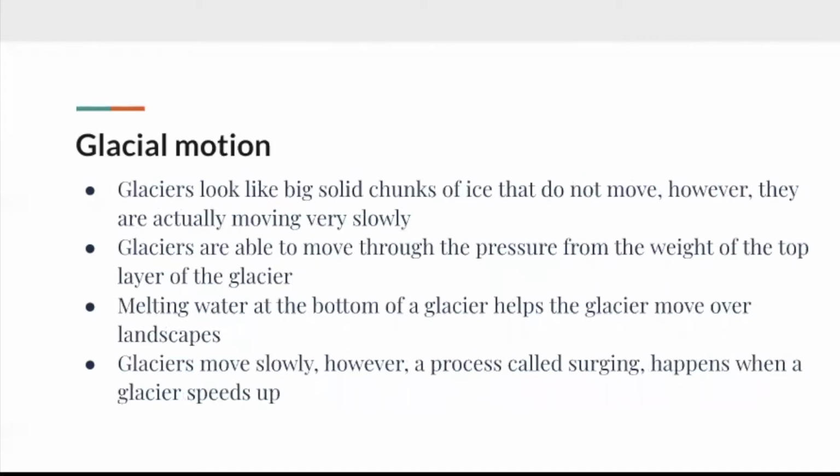How do glaciers move? Glaciers, although they look like big solid chunks of ice that are stationary and don't move, are actually moving very slowly. Glaciers are able to move through the pressure from the weight on the top layer of the glacier. It causes the glacier to move. And for example, for land surfaces and mountainous glaciers, the melting water at the bottom of a glacier helps the glacier actually move over these kinds of landscapes.